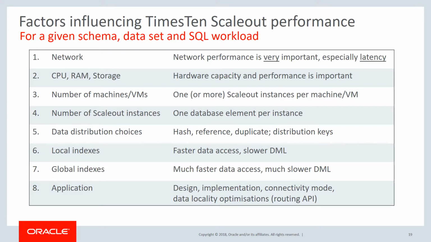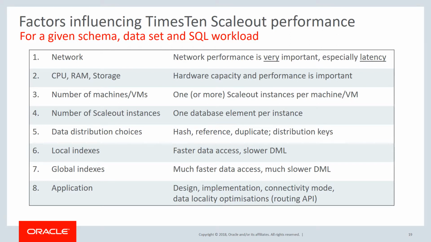Let's start with the network. We're talking about a distributed system. When an application sends a request into the Scaleout database, we're going to figure out how to execute it. It may turn out that all the data we need is in the local database element. That's the best possible case. But in general, it won't be. Some data may be elsewhere. The query may do a select count star from a huge table. We may have to touch every element. So there will be internal grid traffic that has to occur across the internal network to satisfy SQL requests.